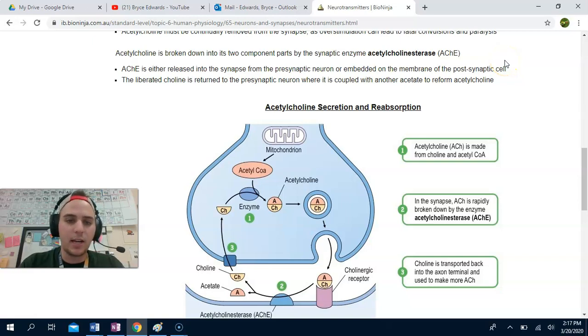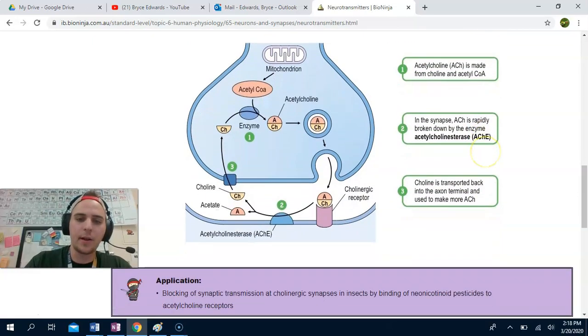So it's either released into the synapse from the presynaptic neuron, or it's embedded on the membrane of the postsynaptic cell. So it's either like as the acetylcholine is coming through, this is coming right after it, or with the receptor cell, it's going to be sitting here ready to break it down if it goes. Okay. And so it will break it down into choline and acetate. So you can see that right here.